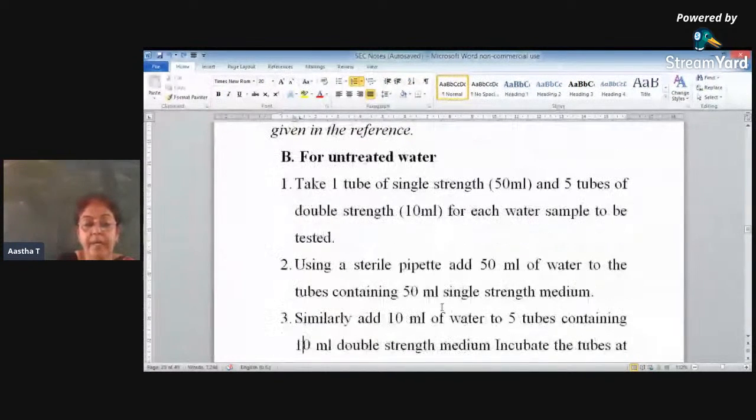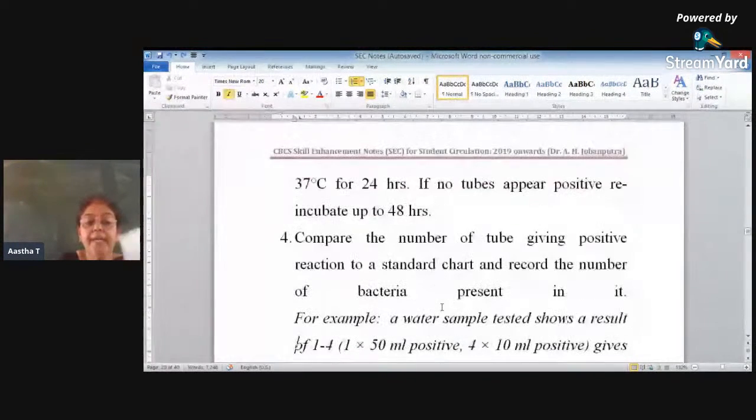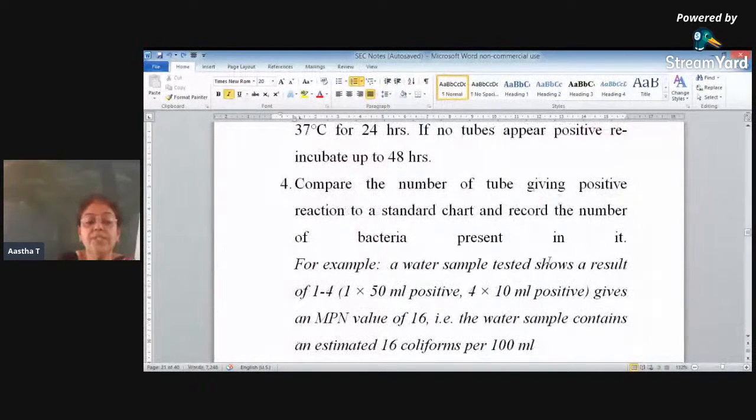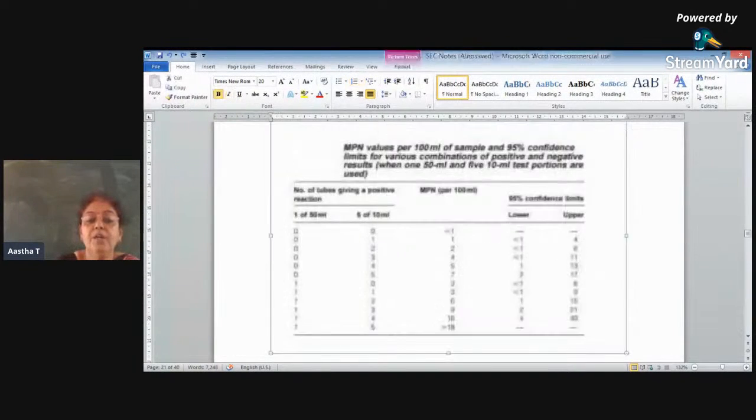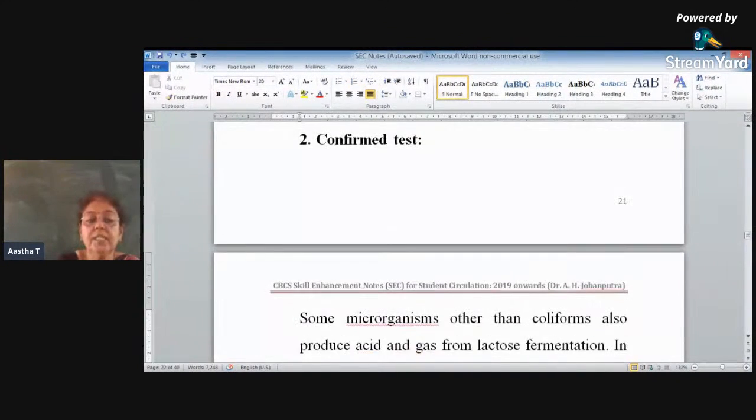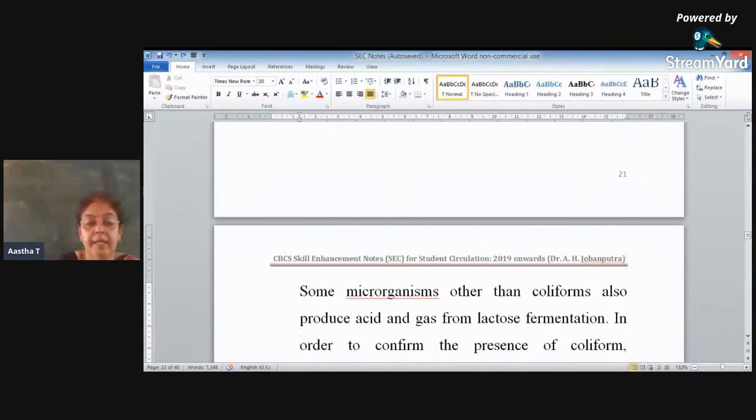For untreated, again we follow the above procedure, and in the same way, if in the 2 sets of tube 1 is positive and 4 are positive, then 1 in 50 and 4 in 10. That gives MPN value of 16. So it is 16 coliforms per 100 ml. So whatever tubes which are positive, these are kept, rest are discarded.